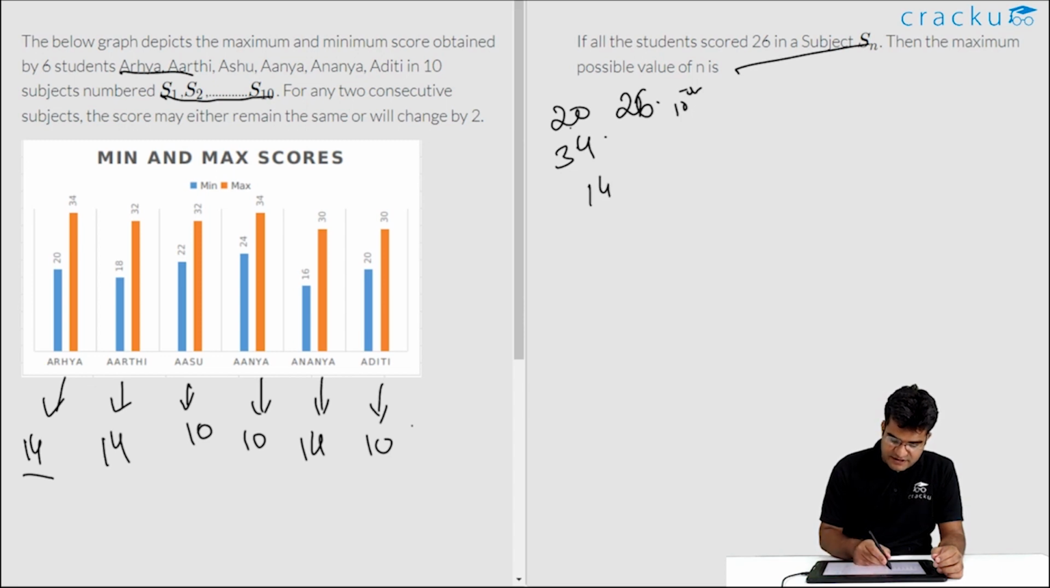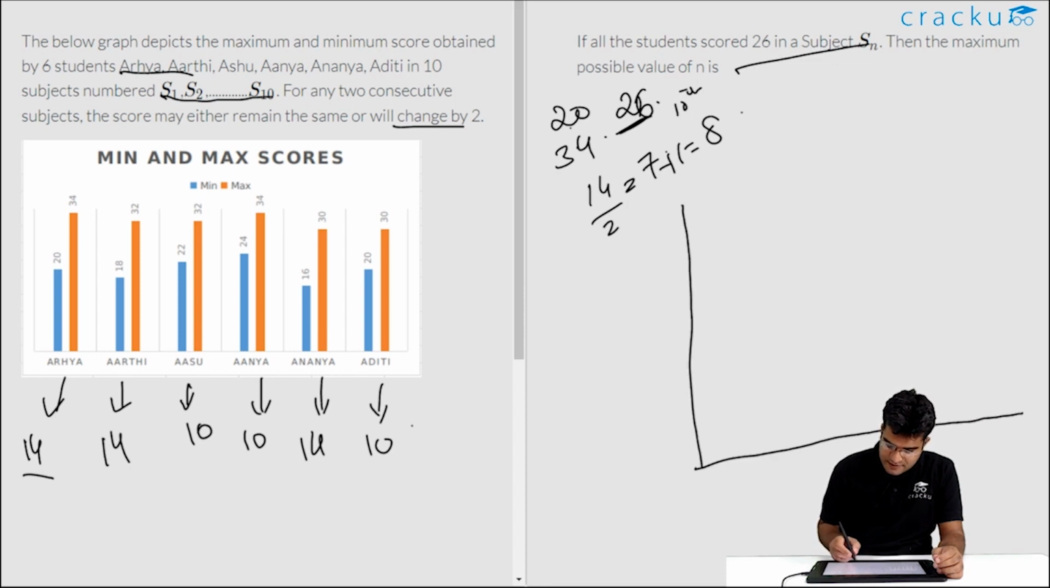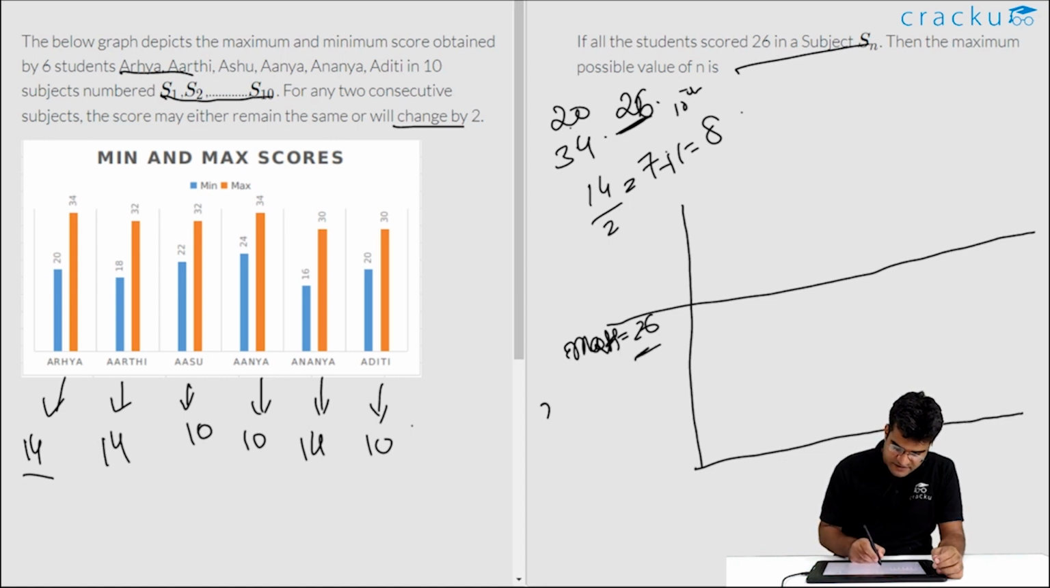And because the consecutive subjects can change by a maximum of 2, this is definitely going to take 14 by 2, that is 7 steps. And including the first step, there will be a total of 7 plus 1, which is equal to 8. Now, if you want to fit 26 amongst this, we will have to try to plot a graph for her. So this is S, this is marks equal to 26. Now, we first notice that 26 is closer to her minimum, which is 20, than to her maximum, which is 34.